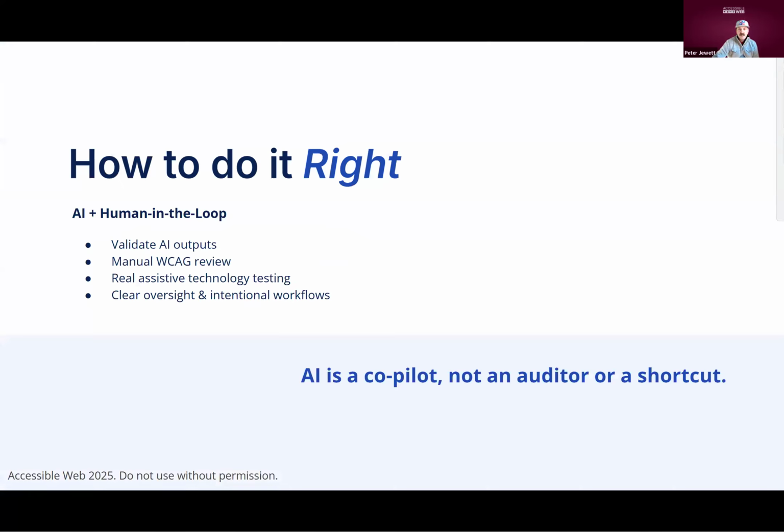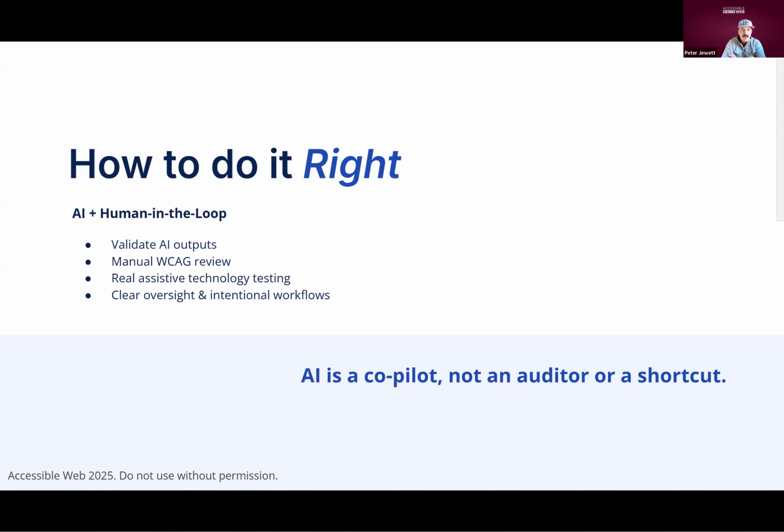So how to do it right? The answer isn't use AI less. That ship has sailed. Everyone's using AI. It's powerful. It's extremely helpful. So we believe the issue is use AI responsibly. And AI plus human in the loop is the model that works.